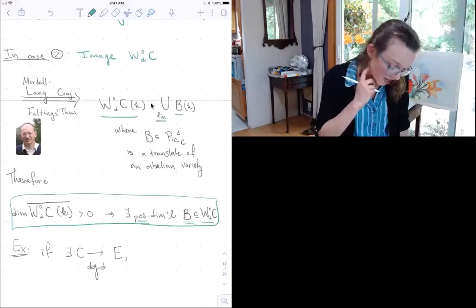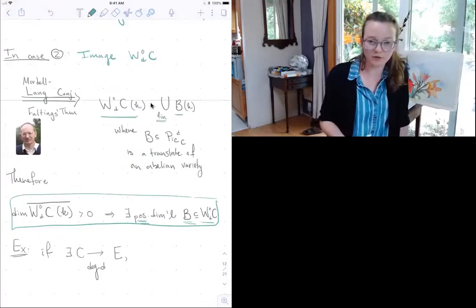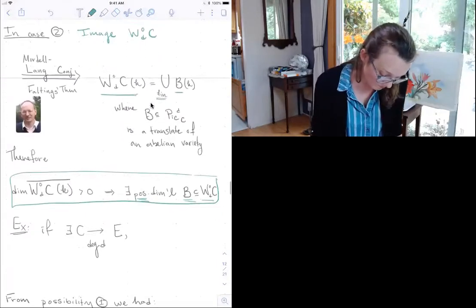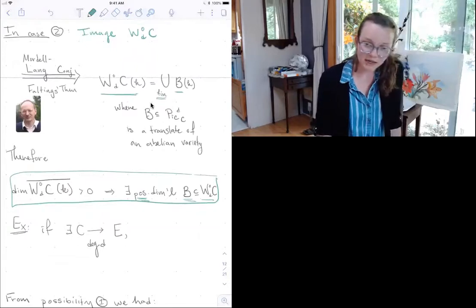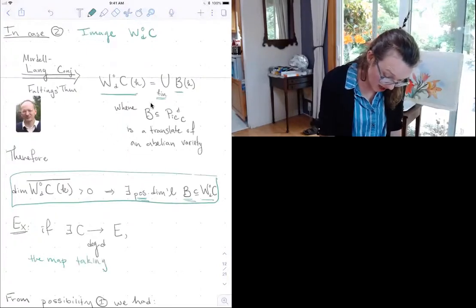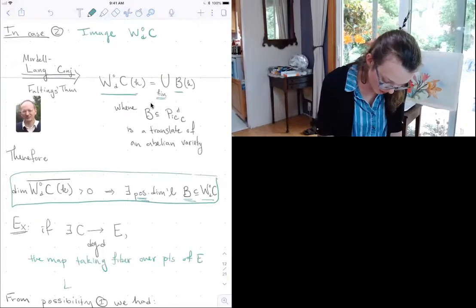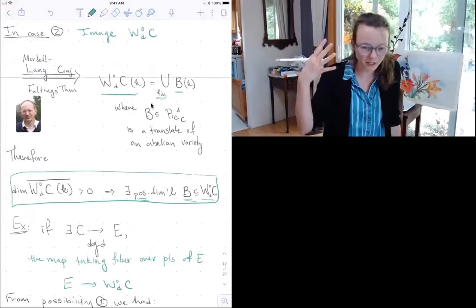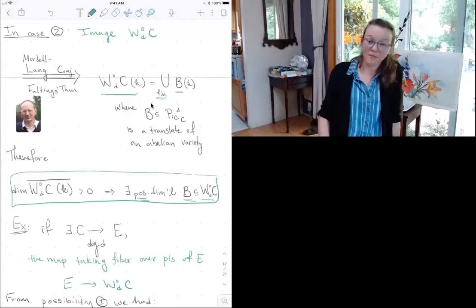So let me give you one example where you could get such a non-trivial positive dimensional abelian translate in W^0_d. If your curve has a degree d map to an elliptic curve E, then the map taking the fiber over points of E gives me a map from E to W^0_d of the curve. Because to every point of E, I associate a degree d divisor, which is the fiber over that point.